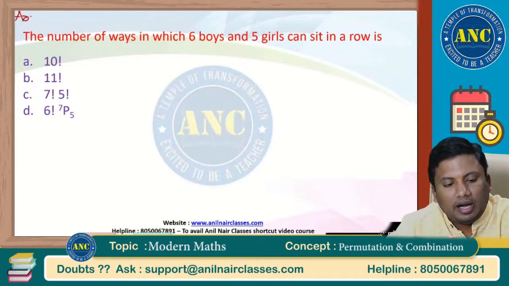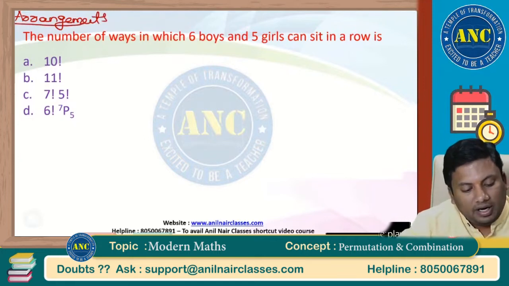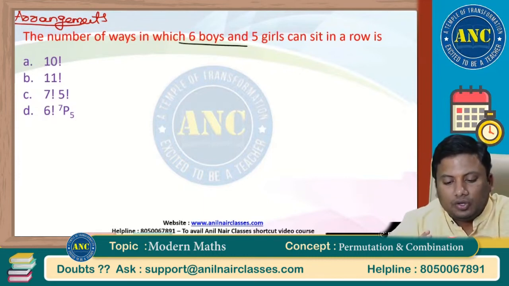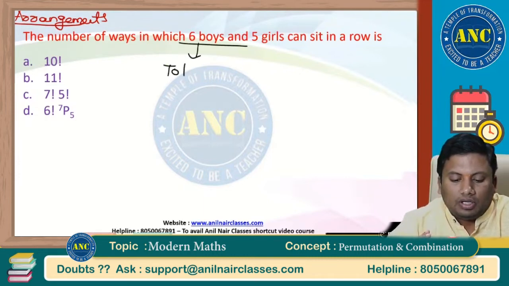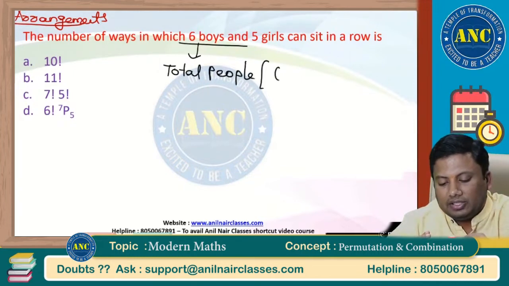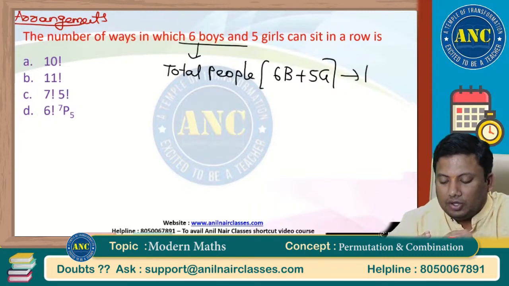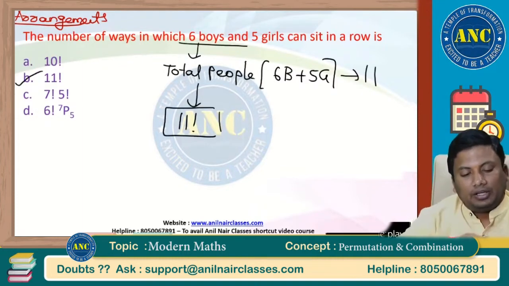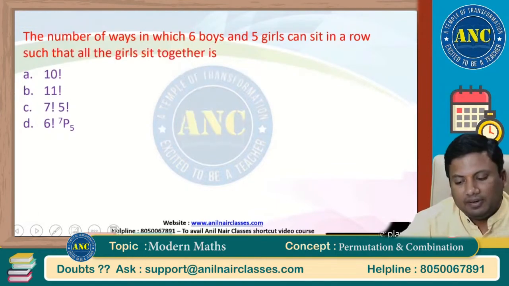Write arrangement based questions. Next one, arrangement based questions. The number of ways in which 6 boys and 5 girls sit in a row. So if they want to sit in a row, total how many people are there? Total 6 boys and 5 girls can arrange among themselves. Total 11 people are there. 11 people can sit in a row in how many ways? 11 factorial. Answer is nothing but 11 factorial.